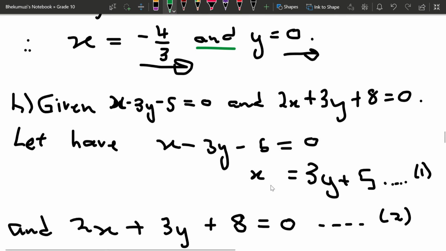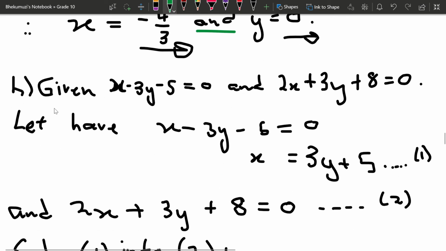Okay, and then we do h, and then it says given x minus 3y minus 5 is equal to 0, and 2x plus 3y plus 8 is equal to 0. Let's have the first equation, x minus 3y minus 5 is equal to 0. I simplify it, I get x is equal to 3y plus 5. This is the first equation.